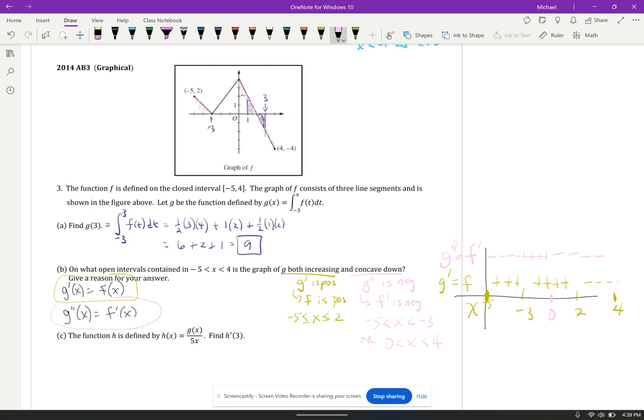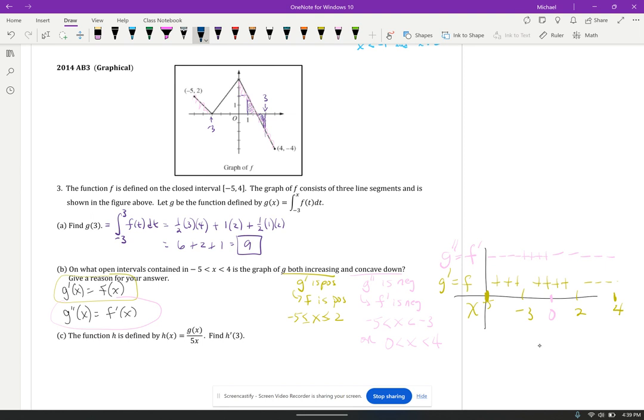So negative, negative, negative, negative, right? So I'm looking for the common interval of these two things, right? Because I'm looking to see where g prime is positive but g double prime negative. Well, that's going to be wherever g prime is positive but this is negative, and it looks like it's going to happen at two places.